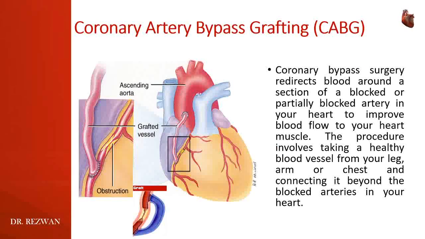So we have seen a video regarding how we can do the stenting within the coronary arteries. Now the most important thing is that sometimes this stenting procedure or ballooning procedure does not work. That means the artery is so narrow that it cannot be restored properly. Then what can we do? The only option that we have is coronary artery bypass grafting, or CABG.